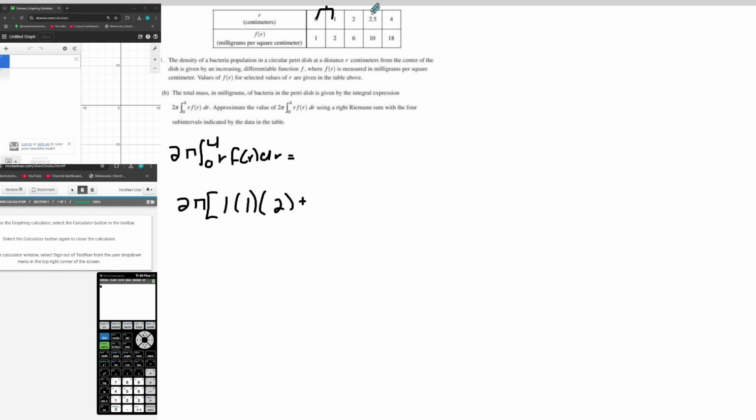And for the next interval, we would multiply 2, because that's the r value, times the length of the interval, which is 1, times the right f of r value. And for the next one, it's going to be plus 2.5 times the length, which is 0.5, times 10. And finally plus 4 times the interval length 1.5 times the right value, which is 18.